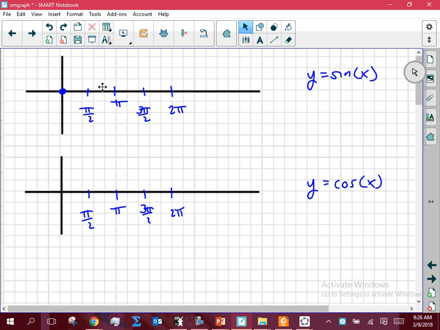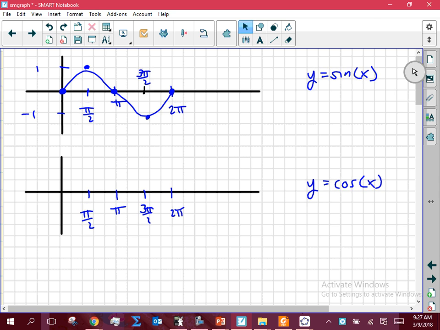So the sine function starts at (0, 0), ends at (2 pi, 0), and halfway in between, we get pi. And if those are our maximums and minimums of 1, we're going to get, try to do a smooth curve here. Okay, so that's the sine function, right?